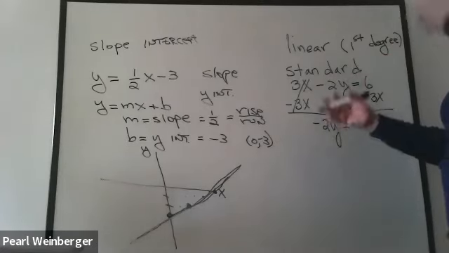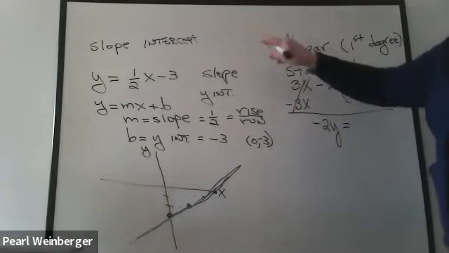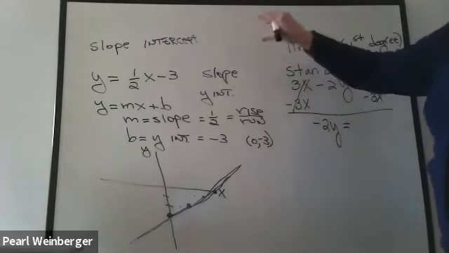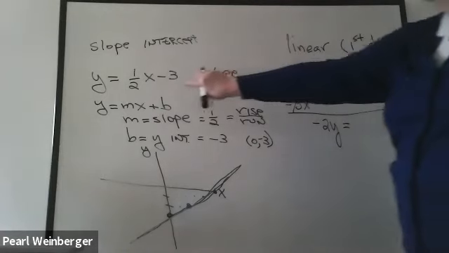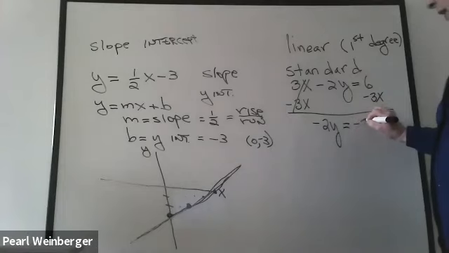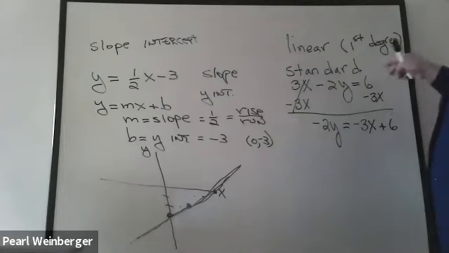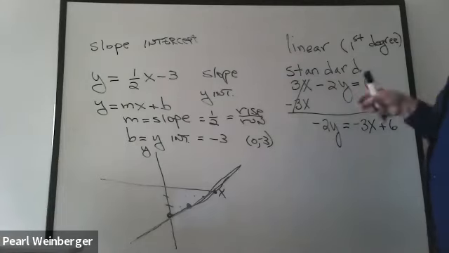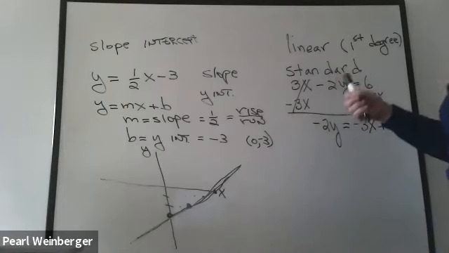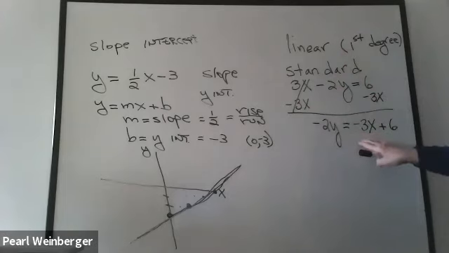It doesn't matter if I put the 6 first or the negative 3x first, but usually in the slope intercept form, we always want the x term to be first, so I'm going to write that first. So I'm going to write negative 3x plus 6. It wouldn't have been wrong to write 6 minus 3x. It just wouldn't be in the format that I wanted. So when I do this transformation, I'll always get the x term first and then the number.